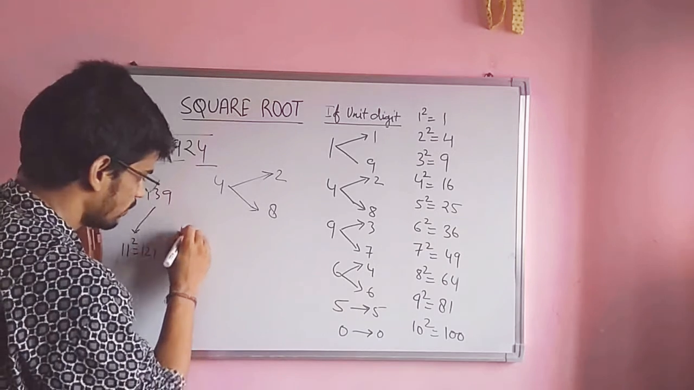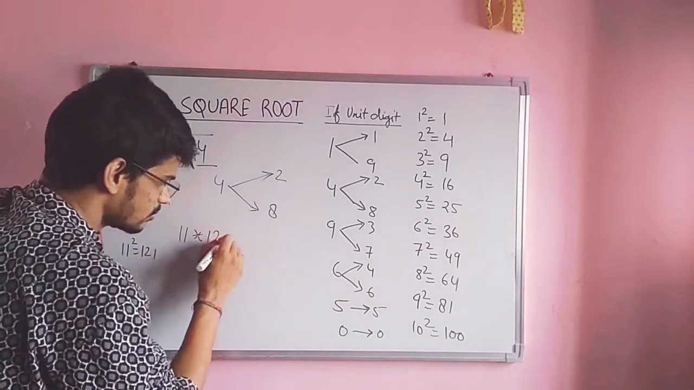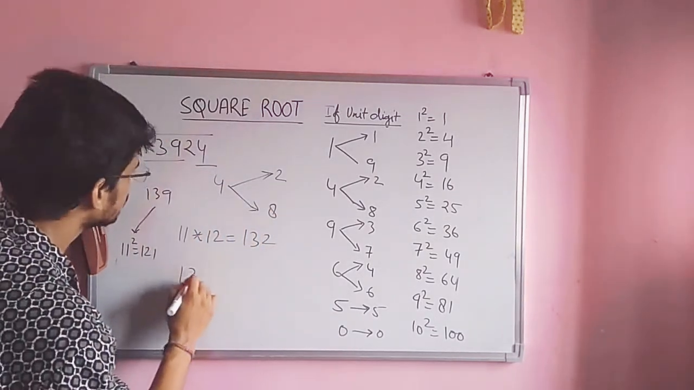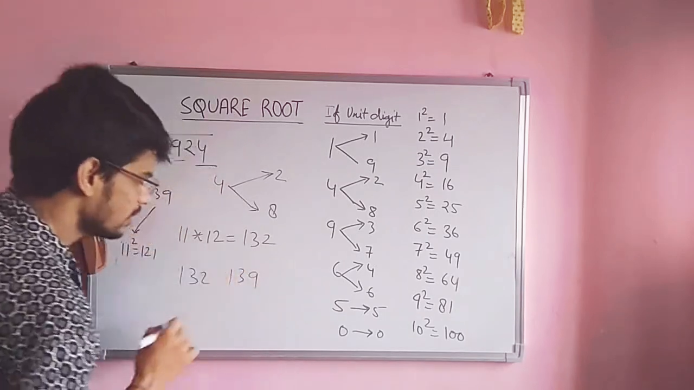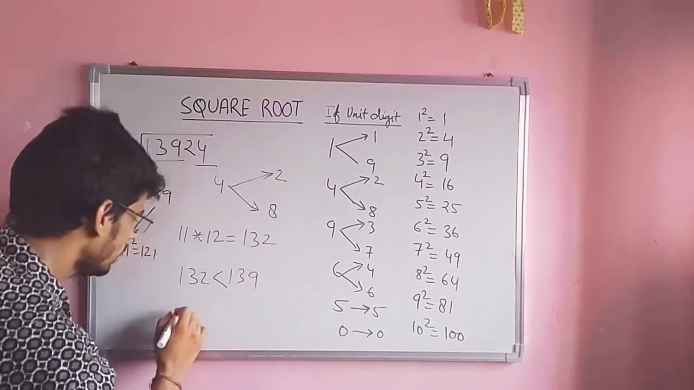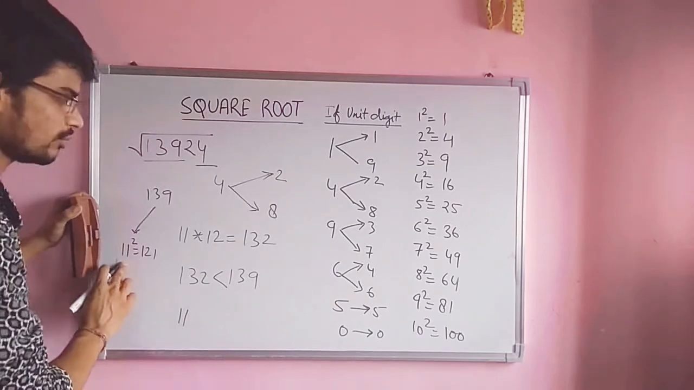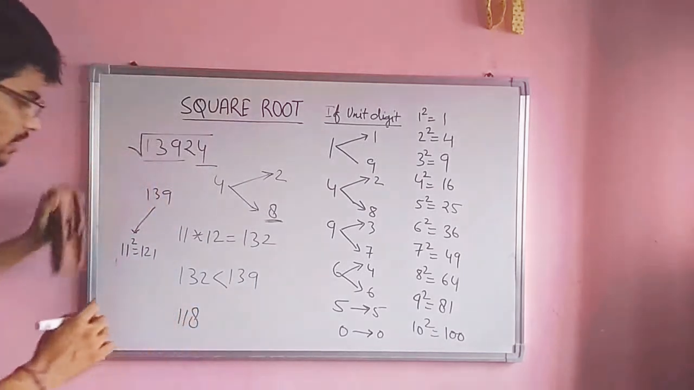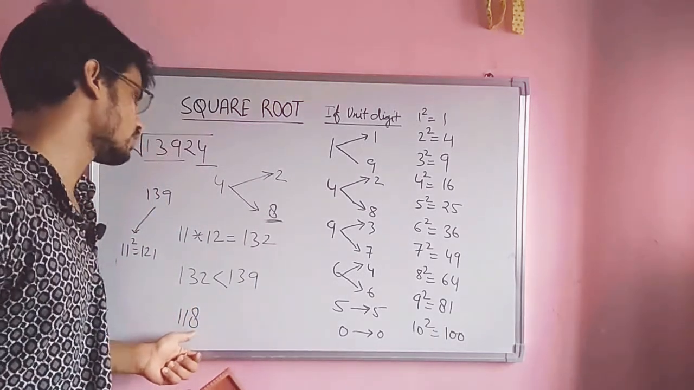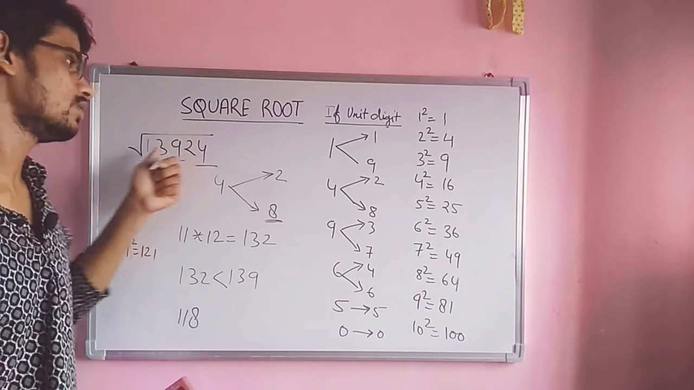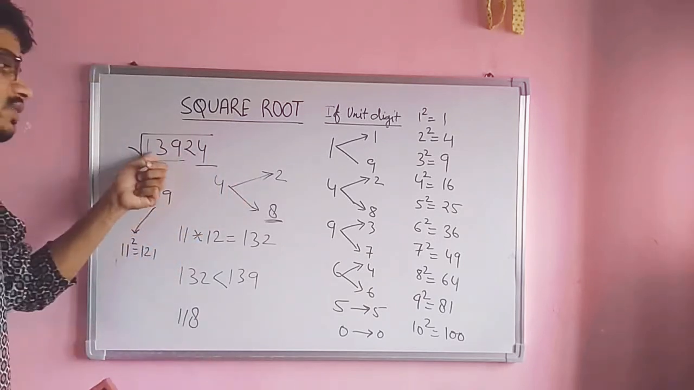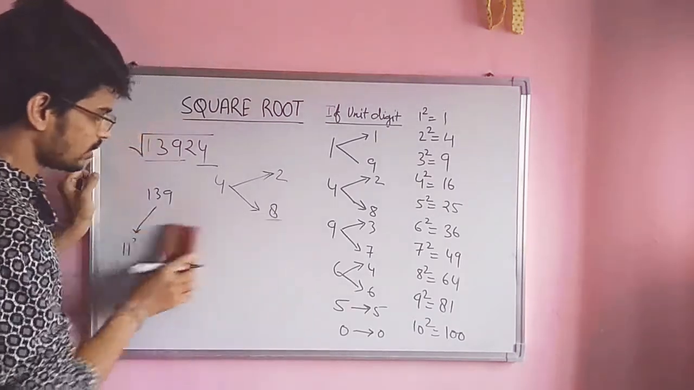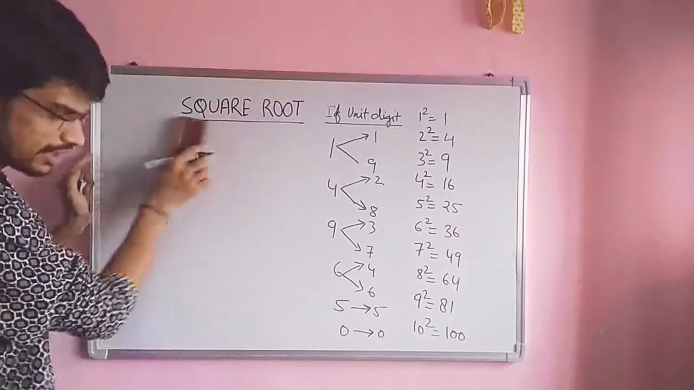Now 11 multiplied by its successor, that is 12. We get 132 from here. Now compare 132 and 139. 132 is lesser than 139, so we get 11 from here and the greater value from here. We get 118 as the square root of 13924. 13924 is the square of 118. Clear?